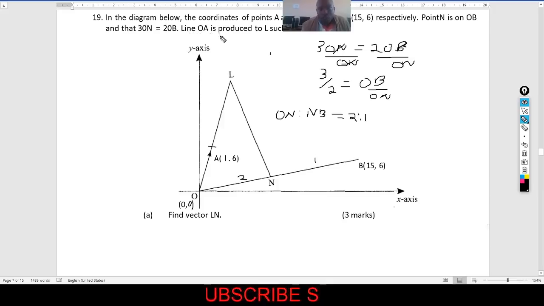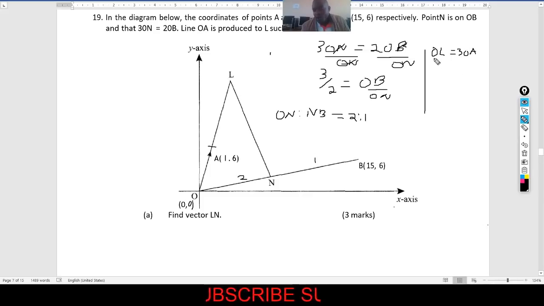Line OA is produced to L. OA is produced to L, such that OL is 3OA. O to L is 3OA. So what does that mean? It means that if I divide by OL, that is OL equals 3OA.